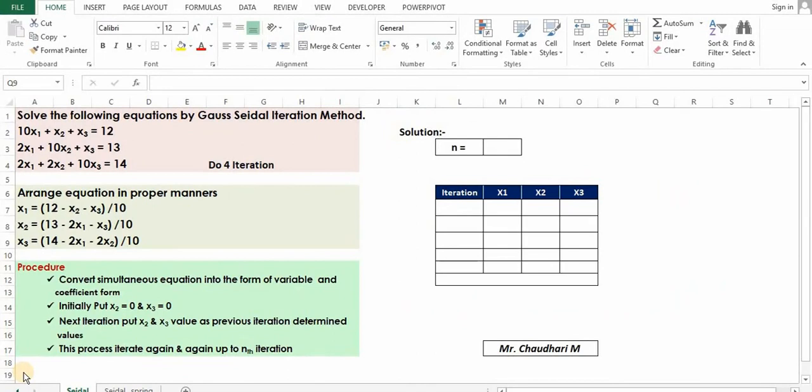So basically the Gauss-Seidel method belongs to the simultaneous equation methods. Here we have to solve simultaneous equations in the form of, suppose, x1, x2, x3 and x, y, z variables. How to solve with this method, which conditions we have to apply, and how many boundary conditions are required: we will see all the process in this tutorial.